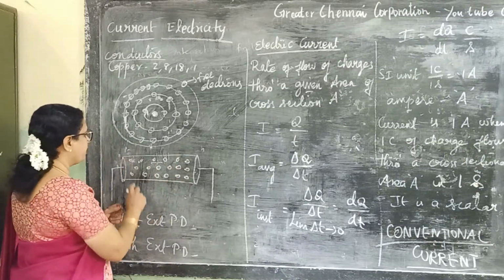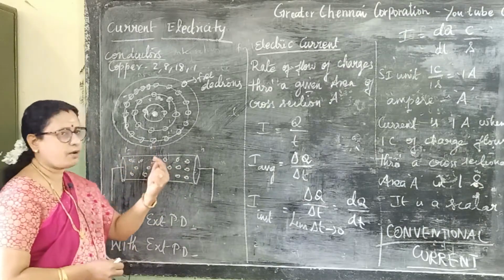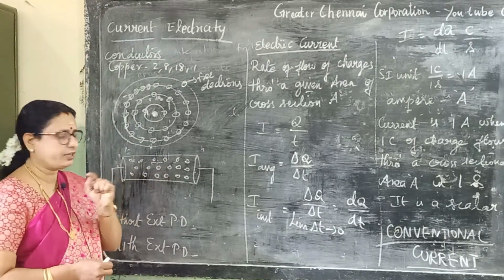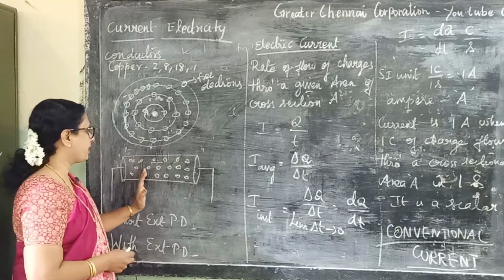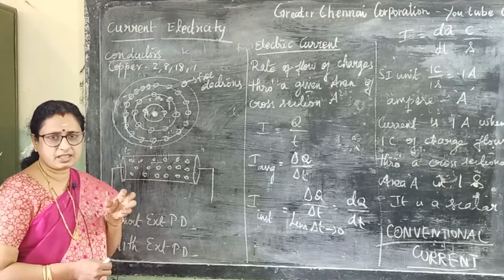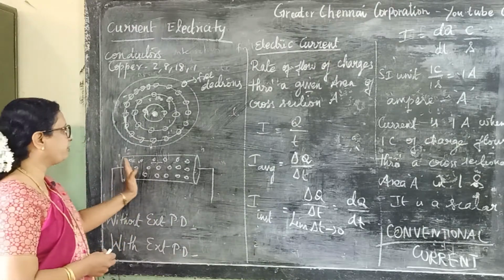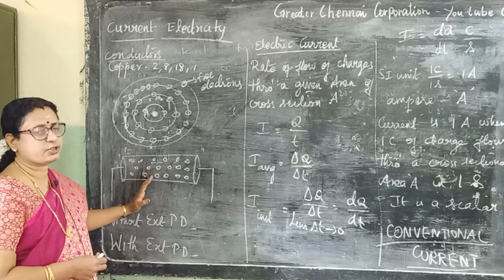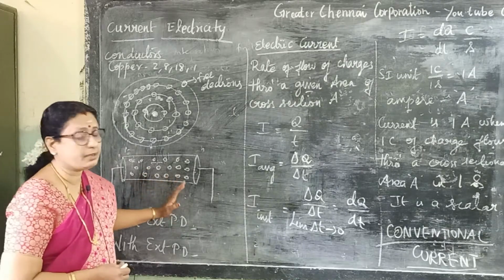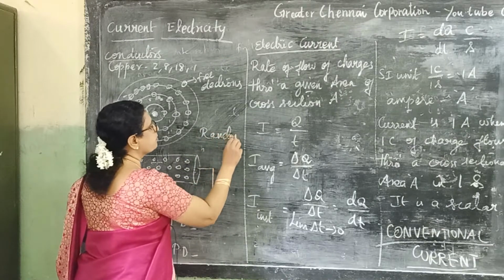In this copper wire you have millions of copper atoms. If each copper atom gives rise to one free electron, you will have millions of free electrons in this copper, and even at room temperature these free electrons will come out of the copper atom and will be moving freely in the substance. So these free electrons will be under random motion.